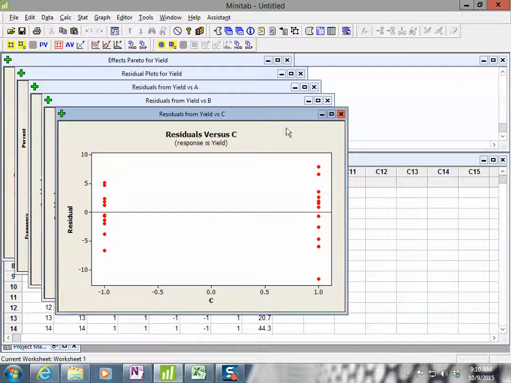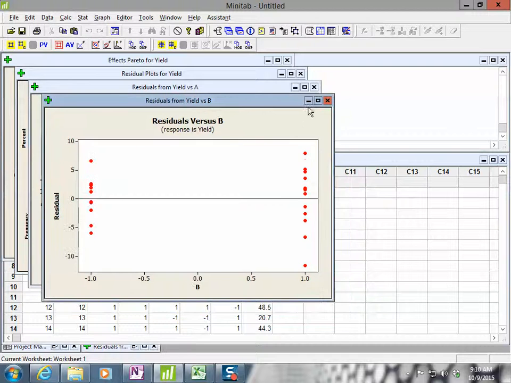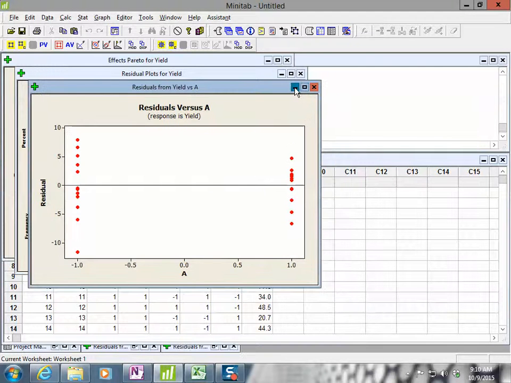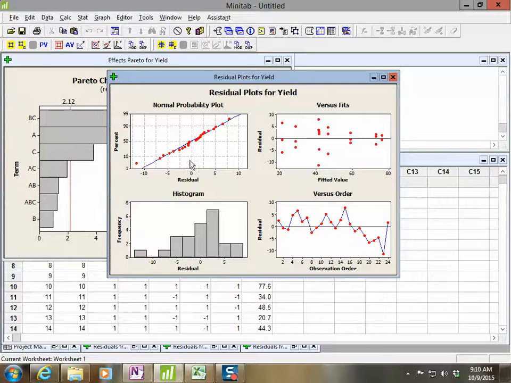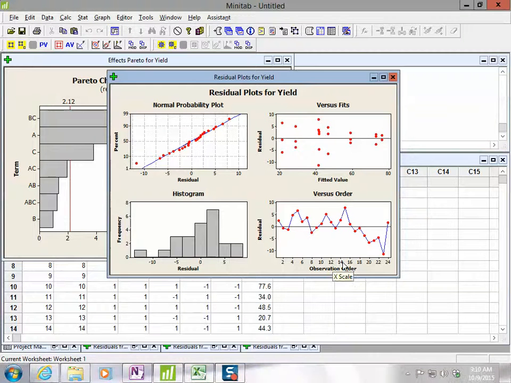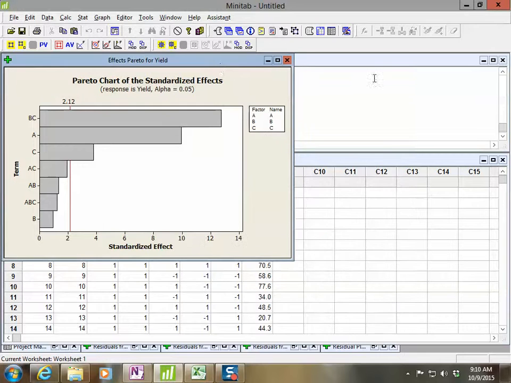So residual plots, we'll talk about that later. Should be just noise. There's the 4-in-1 plot. This is all nice stuff. This run order is meaningless because we have not told it which runs we did in which order, right? So this doesn't have any information for this experiment. If we had a real run order, we would be looking at this. So we'll talk about residuals later.